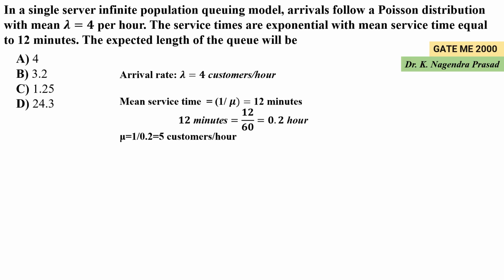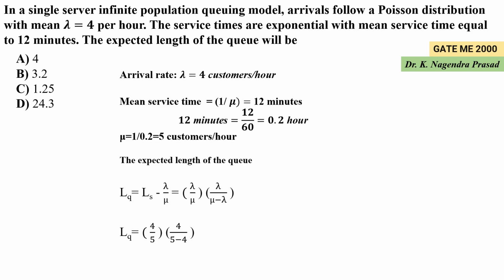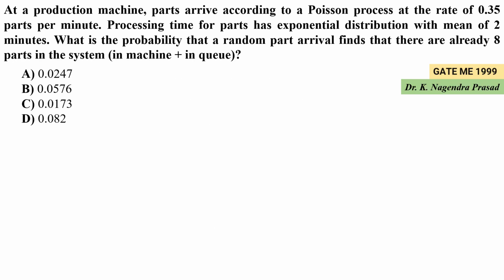So we know lambda and mu values. Then we have to determine the expected length of the queue. So we know the formula for LQ, the length of the queue: lambda by mu into lambda divided by mu minus lambda. Then substitute lambda and mu values, then LQ equals 3.2. So option B is the correct answer. So let's see the next question.